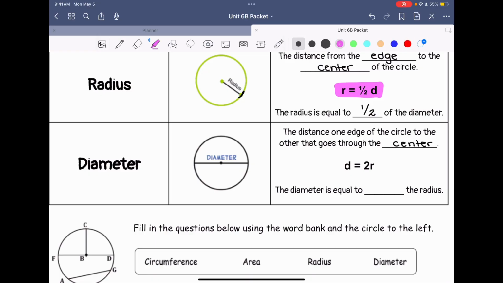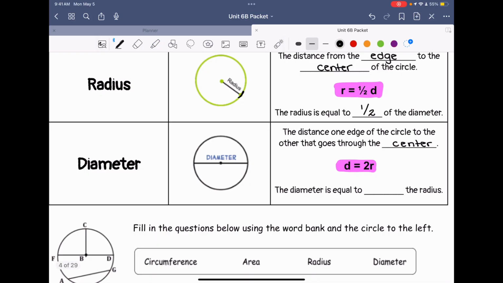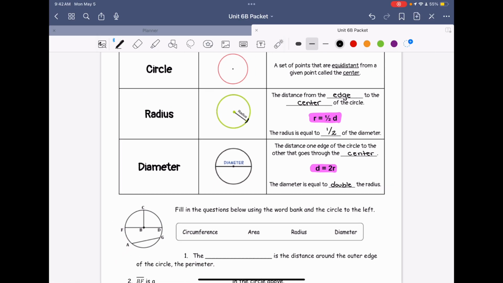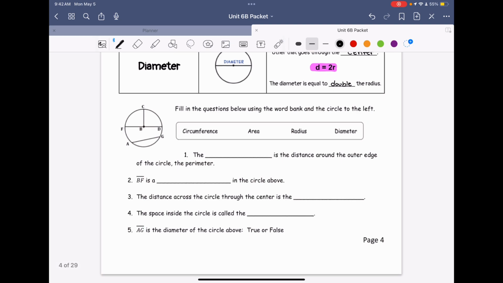And our diameter is made up of 2 of our radii. So the diameter is 2 times the radius, or double the radius. Okay. From there, we have a word bank to fill it in. It says the blank is the distance around the outer edge of the circle, the perimeter.